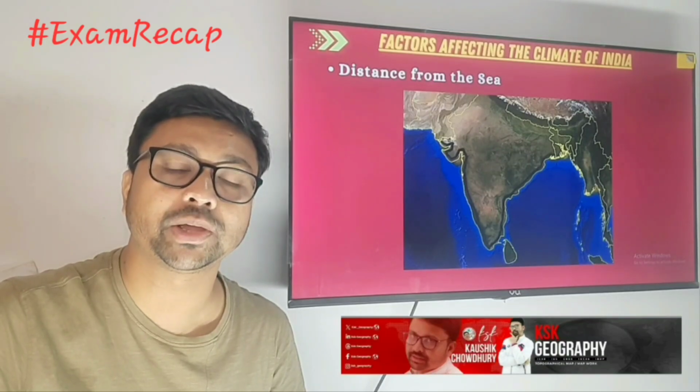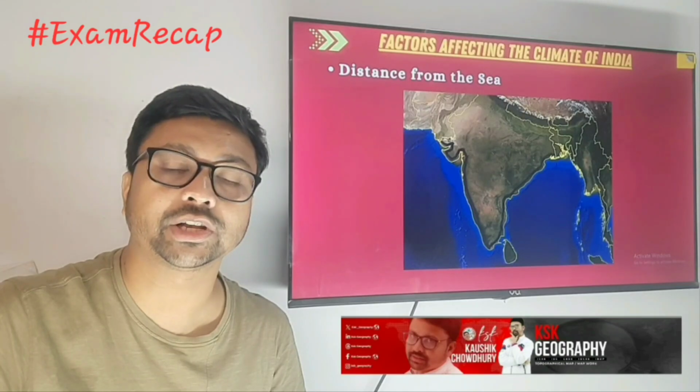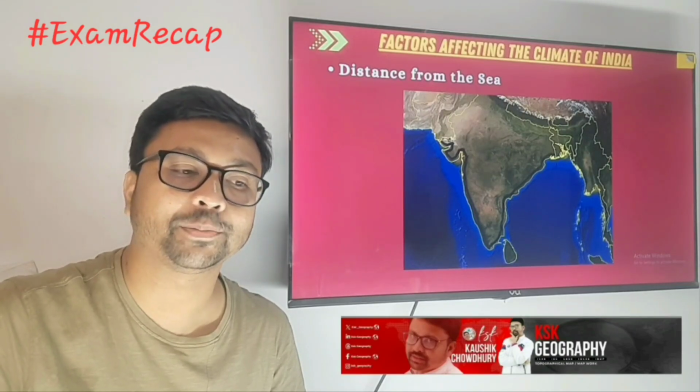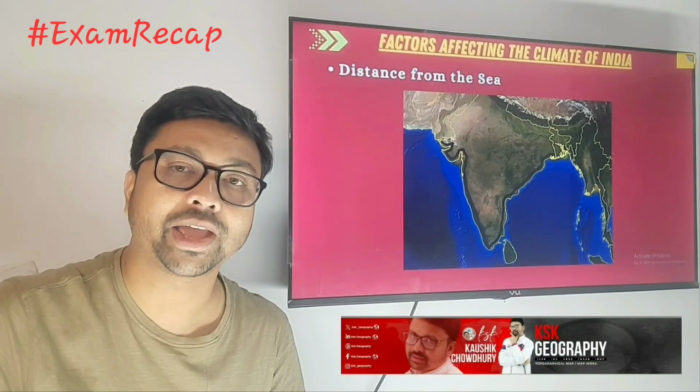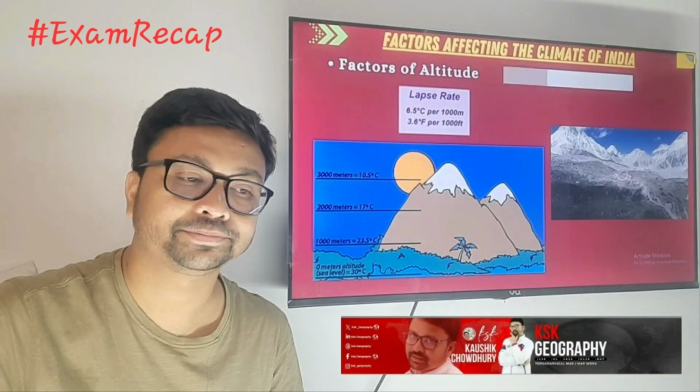And if the place is away from the coastal area or water bodies, there we will experience a very extreme climatic condition. It means during summer the temperature is very high, and during winter the temperature is very low, like Delhi. And all the coastal cities like Kolkata, Chennai, Mumbai experience a moderate climatic condition.